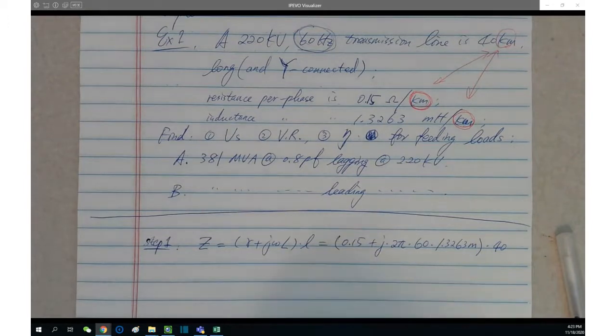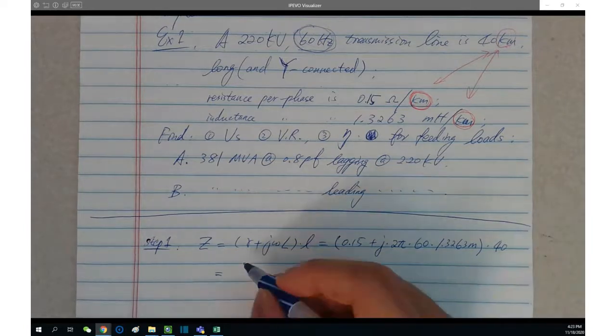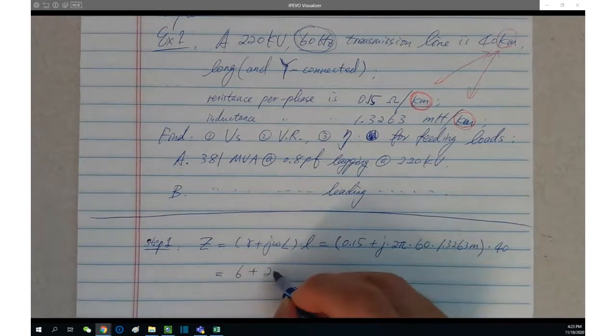Resistance is 0.15 ohm per mile, and given that it's 40 kilometers, you need to do a change. 40 kilometers equals whatever the miles, and then times that value. This is just the algebra. Use your calculator to calculate what Z equals, which eventually turns out to be 6 plus 20j.